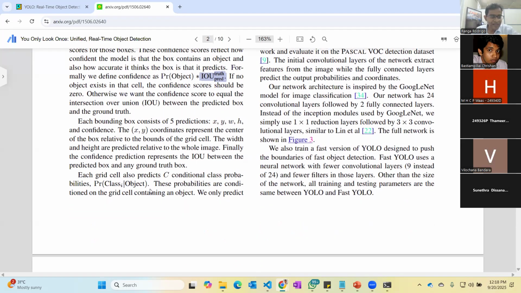truth. Each bounding box consists of 5 predictions: X, Y, W, H, and the confidence. The X, Y coordinates represent the center of the box relative to the ground truth grid cell. The width and the height are predicted relative to the whole image. And this also, please note.